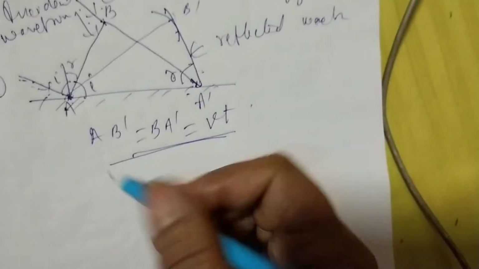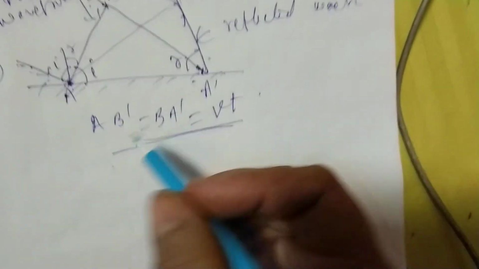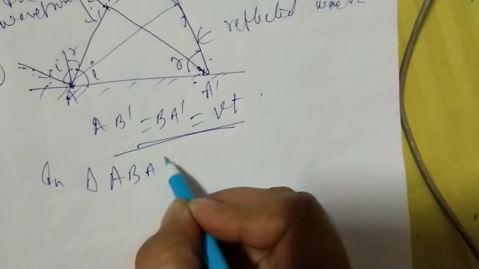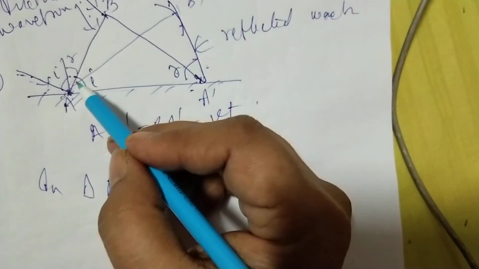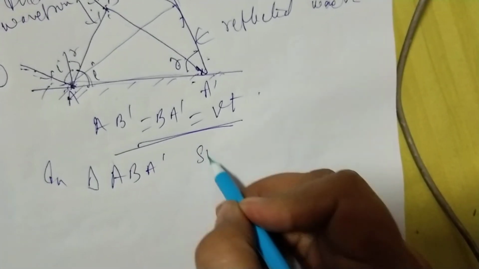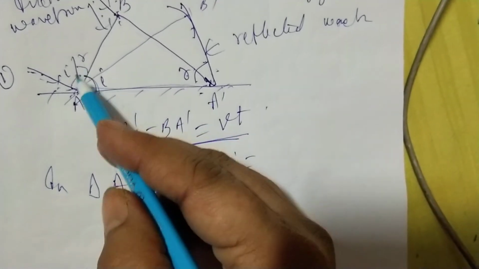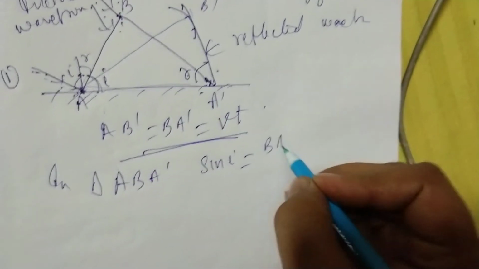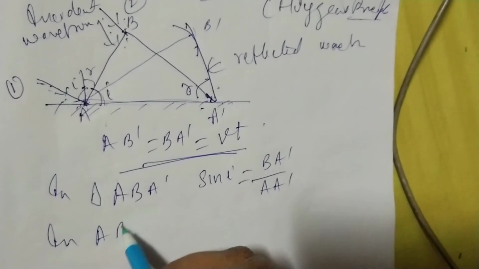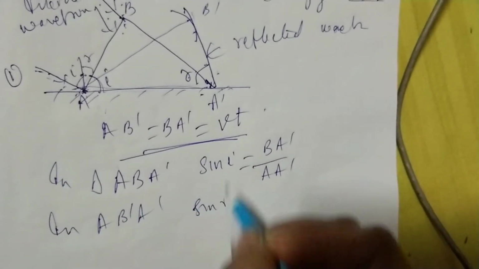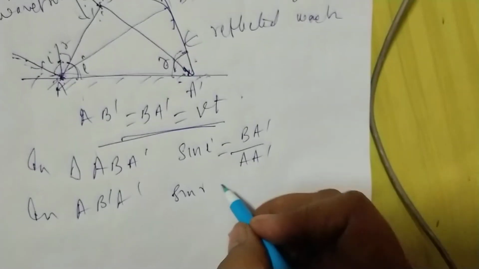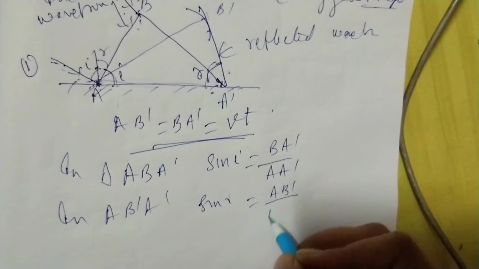Now if we look into the triangle ABA dash, we are talking about this triangle. So this is the perpendicular and this becomes the hypotenuse, right? So sine i will be equal to perpendicular, so it is BA dash divided by AA dash. And in triangle AB dash A dash, we get sine r, we are talking about this triangle, so this is the perpendicular and this becomes the hypotenuse, so we get AB dash divided by AA dash.